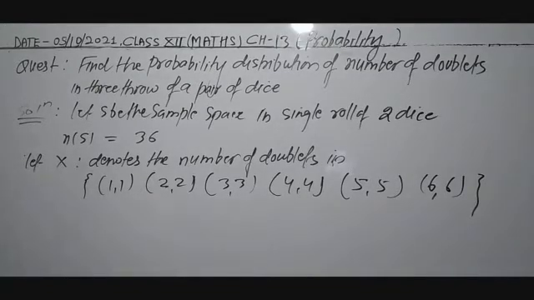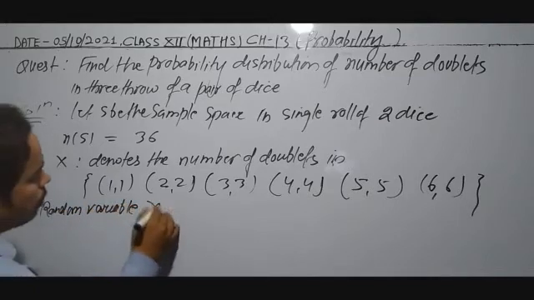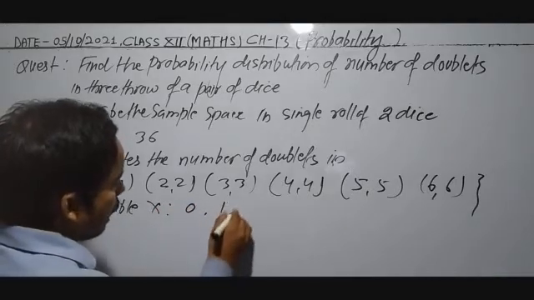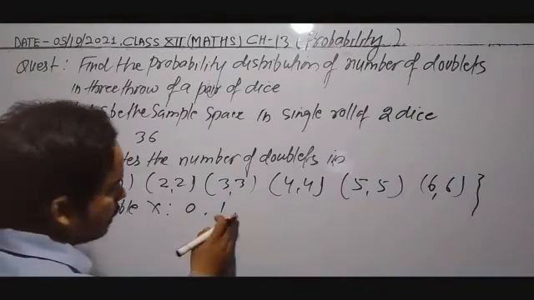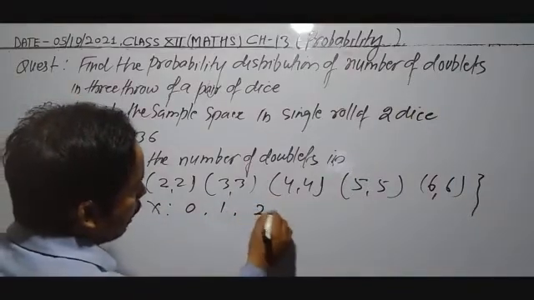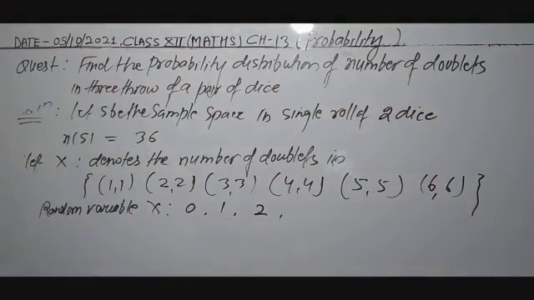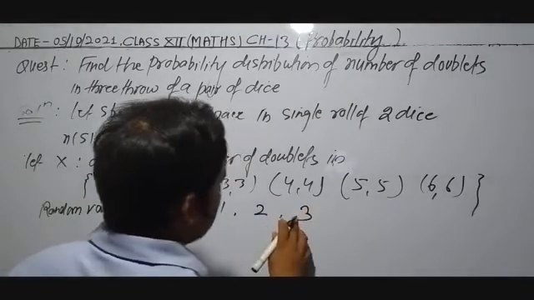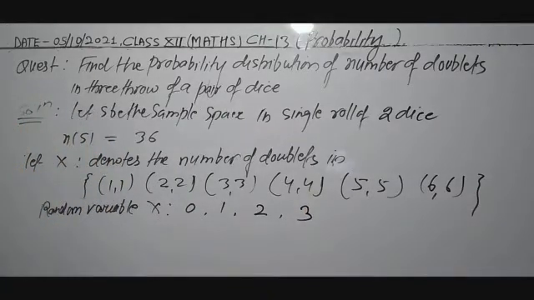So if we consider X denotes the number of doublets, then the random variable X takes the value 0 for no doublets, 1 for 1 doublet and 2 non-doublets, 2 for 2 doublets and 1 non-doublet, and 3 denotes all 3 are doublets. So this is the random variable.